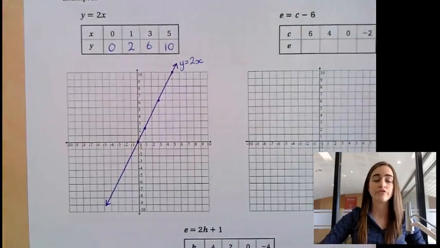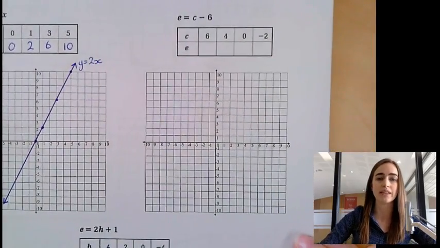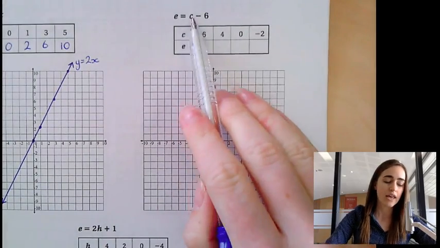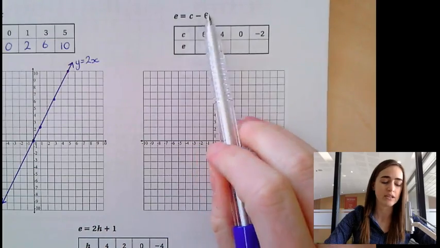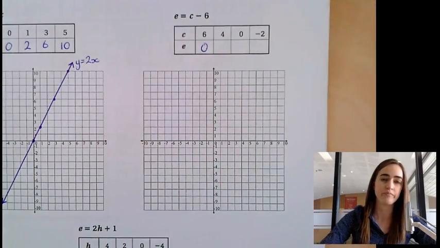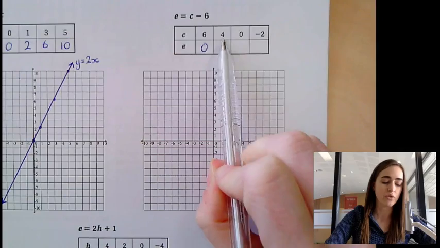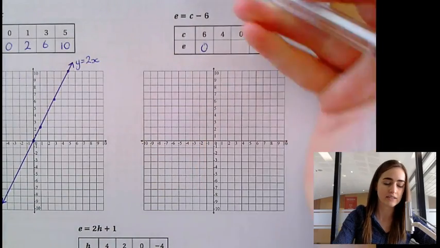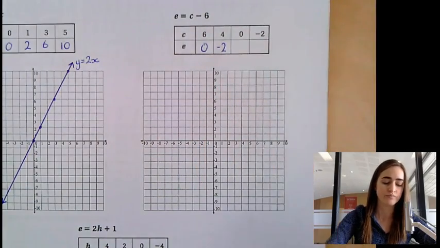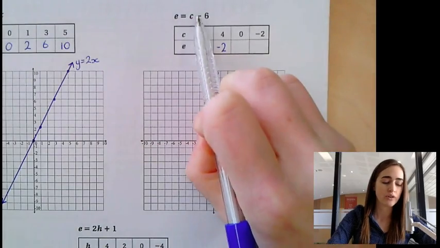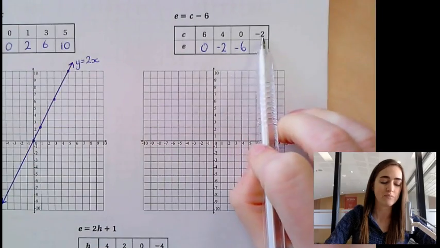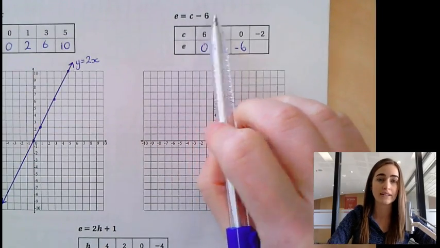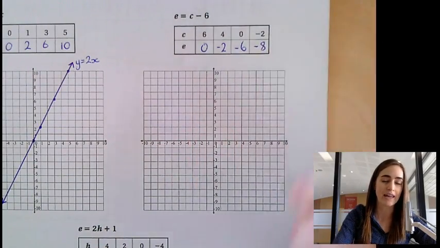All right, let's have a look at a few more. We'll go through it a little bit more quickly this time. So this time we've got e equals c minus 6. So if c is 6, we've got 6 minus 6, which is 0. If c is 4, we've got 4 minus 6, which would be minus 2. If c is 0, we've got 0 minus 6 is minus 6. And if c is minus 2, we've got minus 2 minus 6, which would be minus 8.